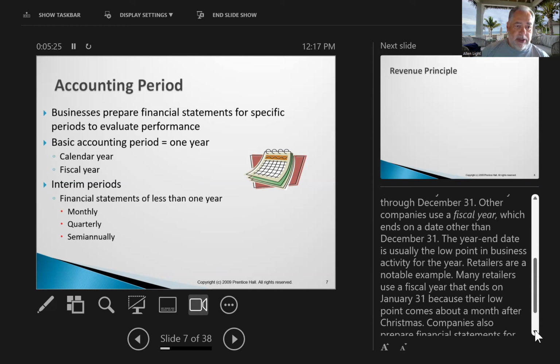Now, interim periods are financial statements of less than 1 year, and you're going to see this all the time. Mostly places will do a monthly time frame, an interim period of a month. If you're really, really small, like a little bitty mom and pop shop, you might go quarterly, because you're not going to have big goals. You're not going to have big budgets. Then you might be able to get away with it on a quarterly basis. But for the most part, you're going to go on a monthly basis.